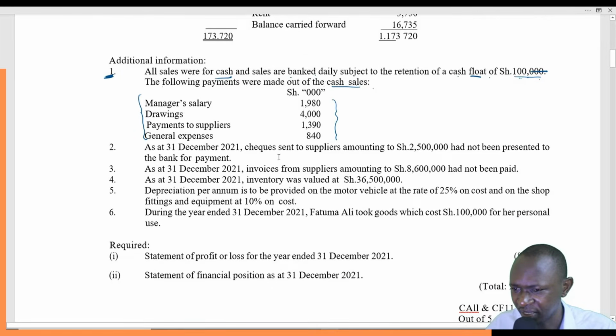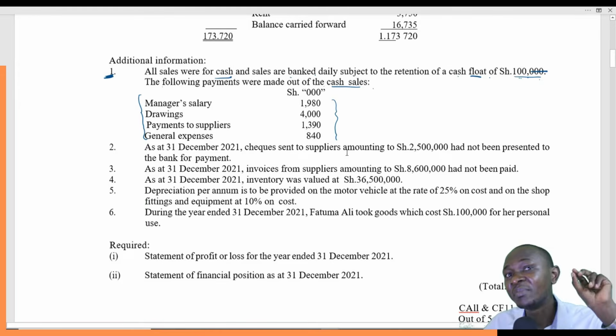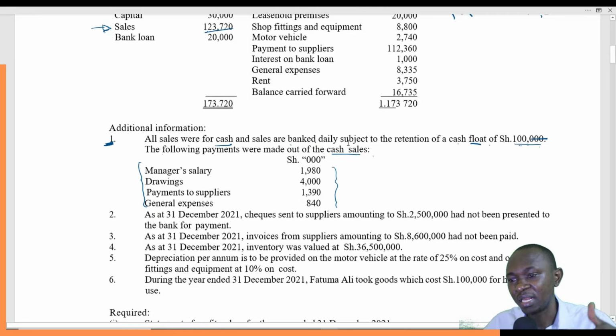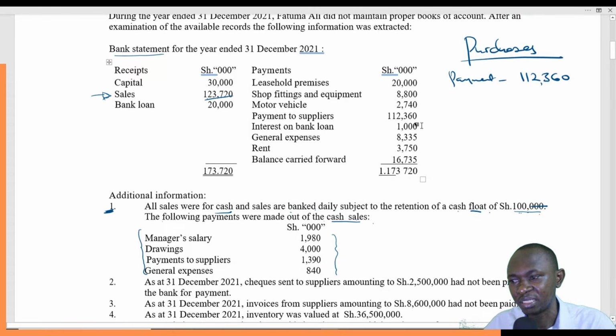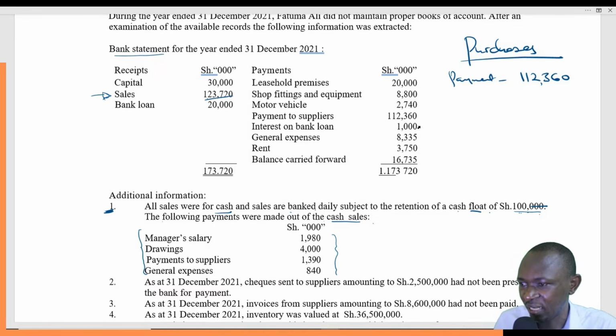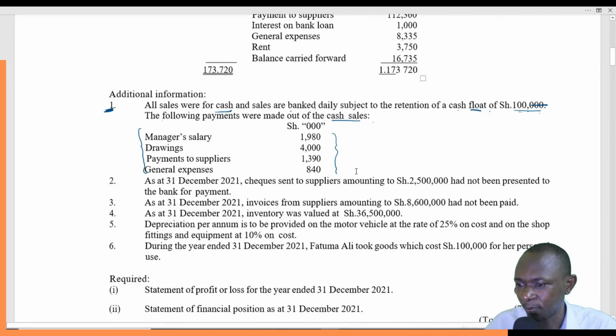As at 31st December, checks sent to suppliers amounting to 2,500 had not been presented to the bank for payment. That is as good as saying that these are unpresented checks. We have paid them, we've given them the paper check, but the money has not left the bank. So it means this money has not been factored in the 112,360. So it's as good as we have not paid that amount. But let's just have it here because it's part of the unpresented checks. So this is how much? 2,500. Remember, there's restricted zeros.